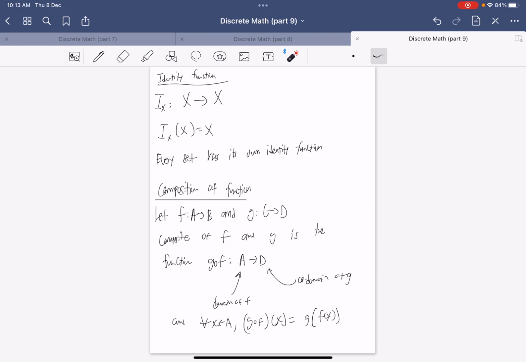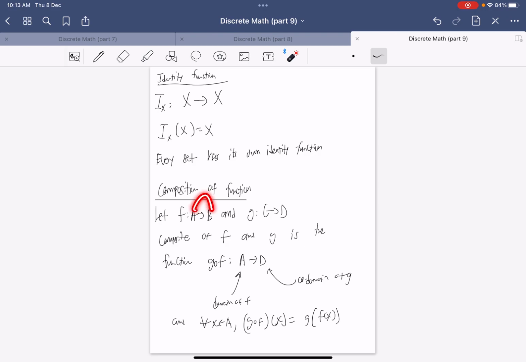And then there is the composition of functions that we like to take note of too. So let's say you have f from a to b and you have a function from c to d called g. Then the composite of f and g is just the function g circle f. This means you apply f first, followed by g.